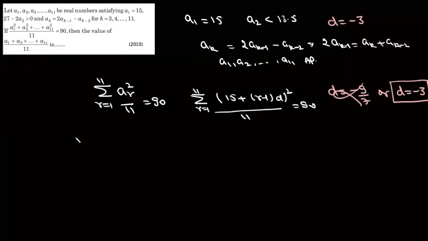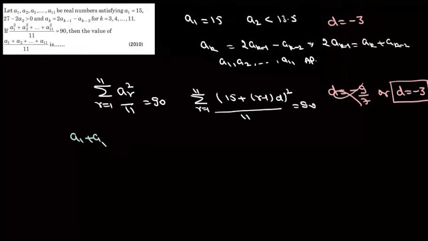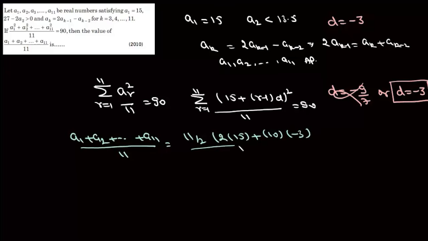Now we need to find (A1 plus A2 plus ... plus A11) by 11. Now this is sum of first 11 terms. So this is 11 by 2 times (2A plus (11 minus 1) into d), whole divided by 11. Now this is 30 minus 30, which is 0. So the answer to this is 0.